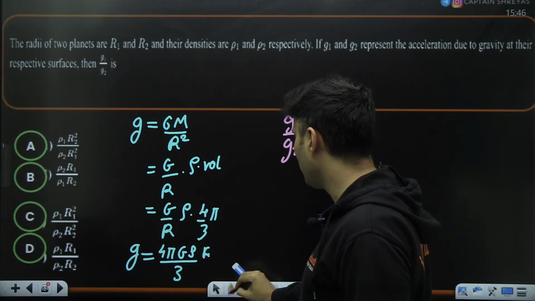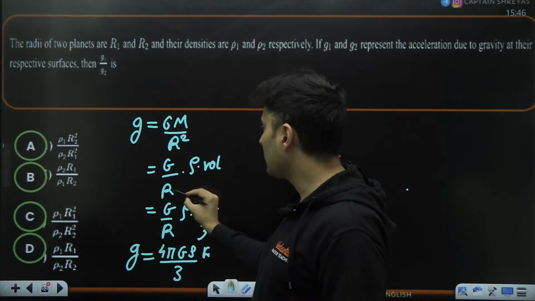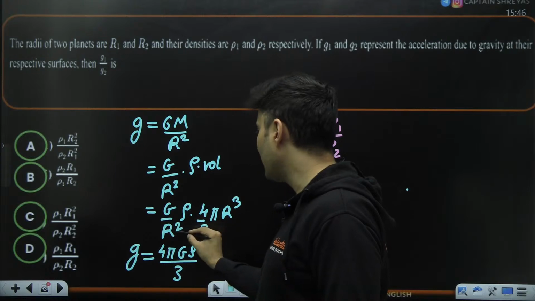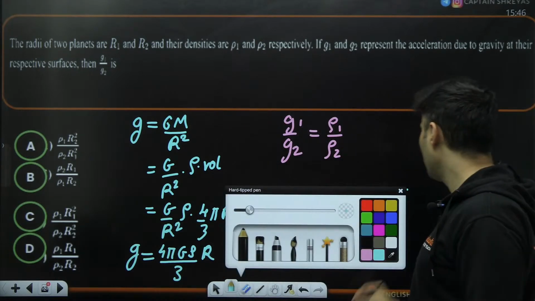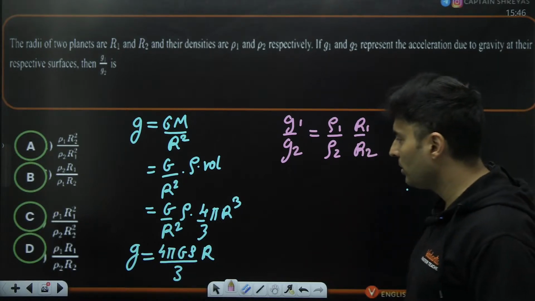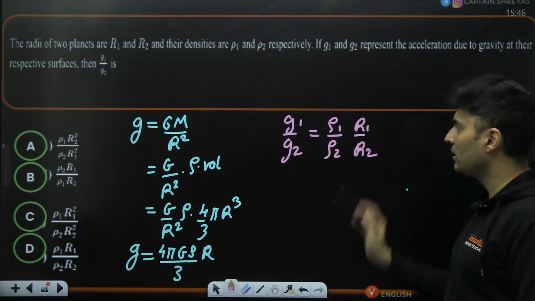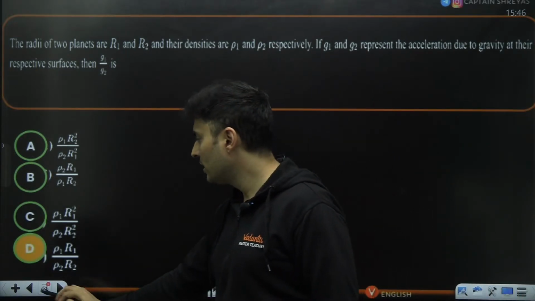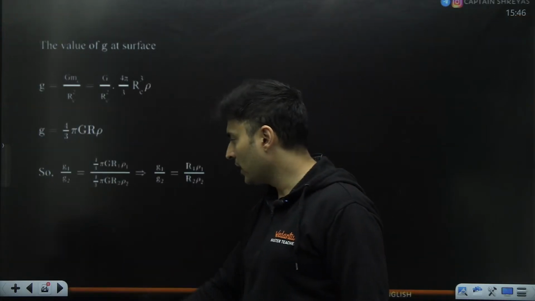See, silly mistakes happen. What mistake did I do? Did you guys realize? While writing r square, I missed that r square here. Volume was 4 by 3 pi r cube. This was r square. So only one r will remain. So it is proportional to r. So therefore, you will get r1 by r2. Yes, I missed that square term, so I put that back. So it is rho 1 by rho 2, r1 by r2, which is option D. Cool, everyone? Yeah, perfect. Moving on now.